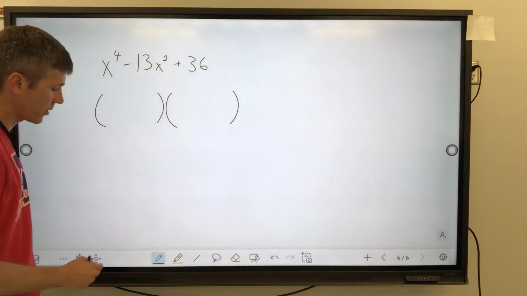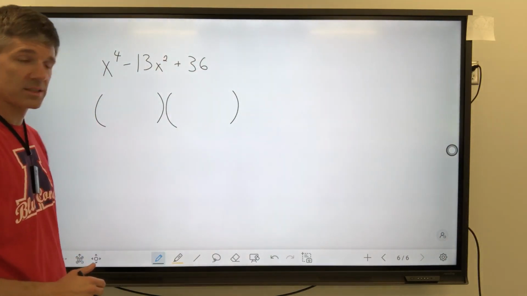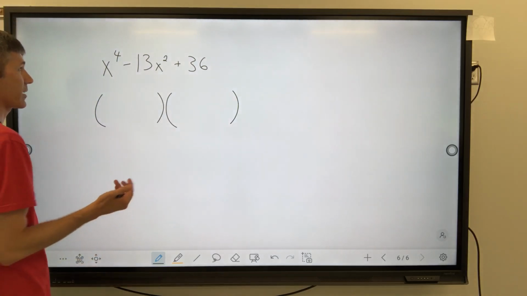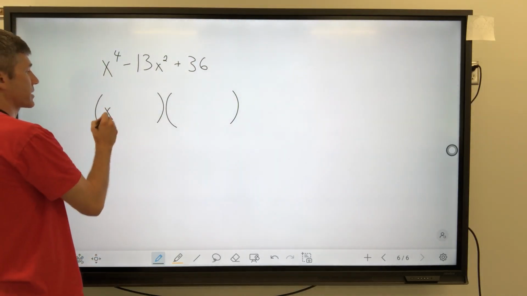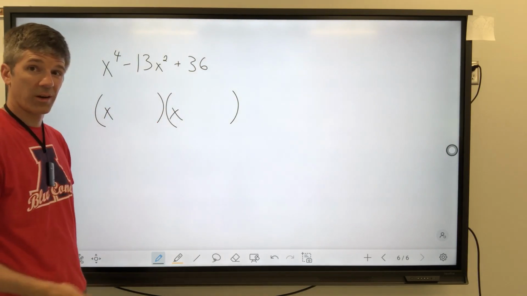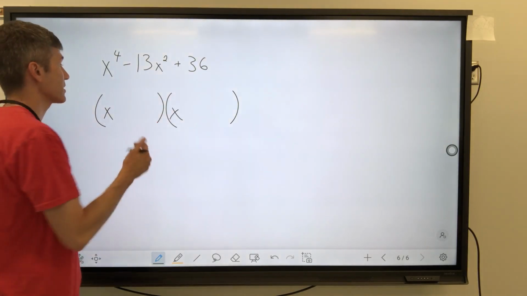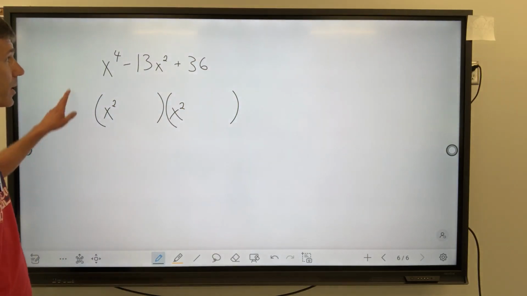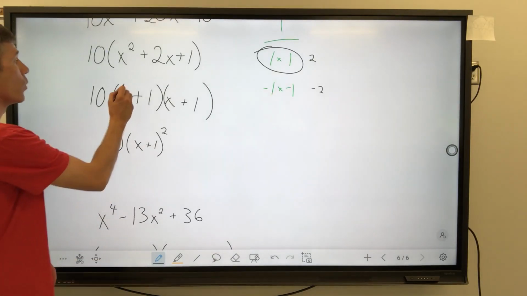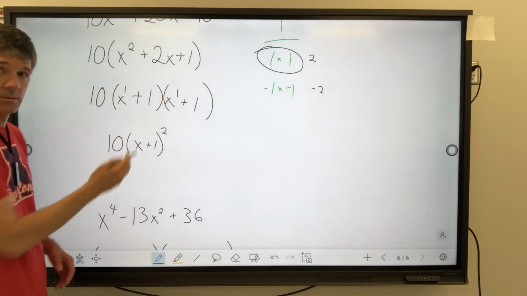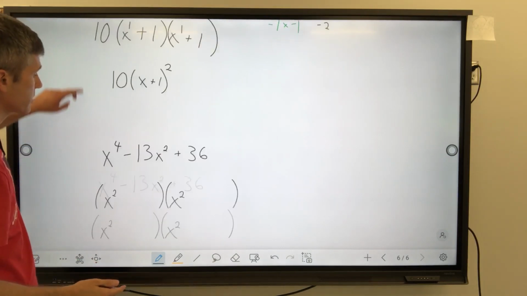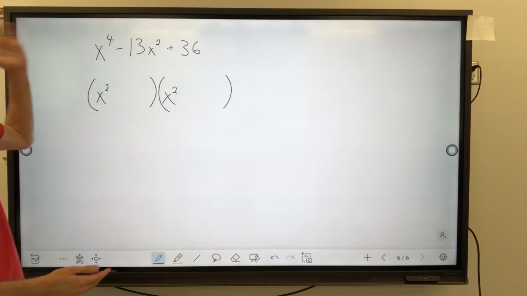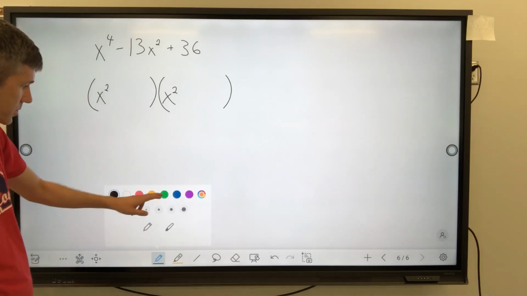And we can come over here with the green pen and talk about what multiplies to give me 36. But first, let's talk about the fact that if this was squared, it would be x times x. But it's not squared, it's to the fourth. So we can just say, well, 2 plus 2 is 4, in the same way that 1 plus 1 was 2. Same idea, same concept. No surprises there. We're just talking about exponents.